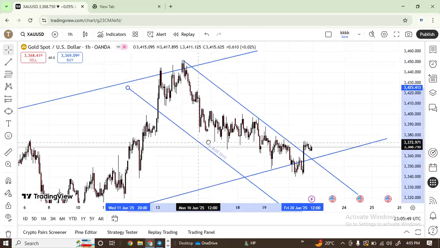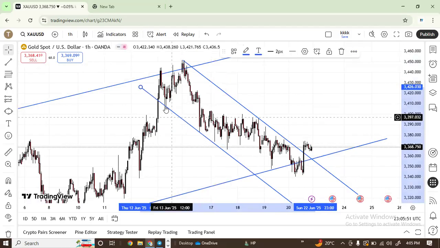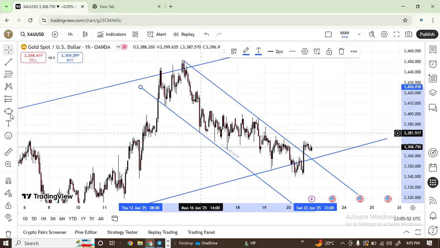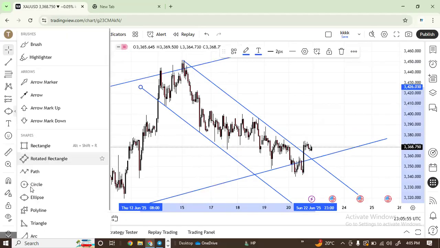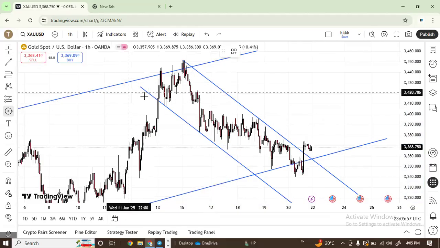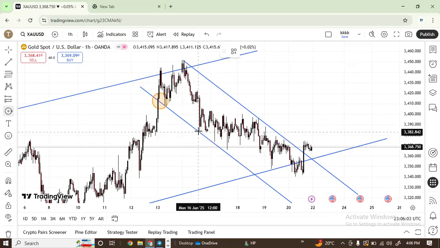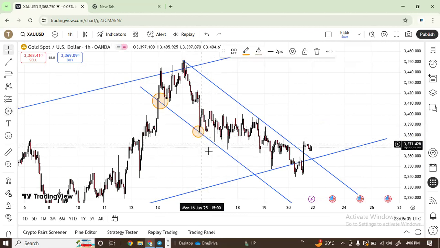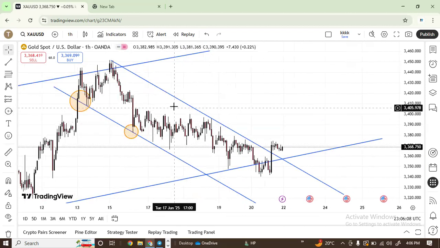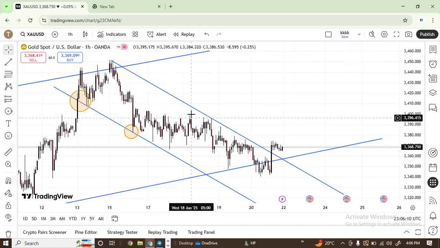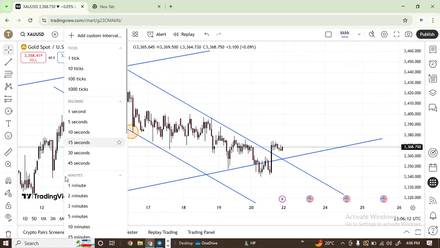What is on the 1 hour time frame? You see, the market touched here, the market touched here, right? The market touched here, and the market touched here as well. I tell you, when you have 2 to 3 touches, it makes it a valid support zone. You see that? So if we go to probably the 15 minutes time frame, you see that this whole thing is now more clear.